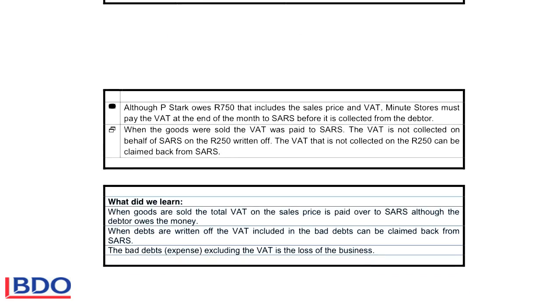So what did we learn? When goods are sold, the total VAT on sales price is paid over to SARS, although the debtor owes the money. So although the business did not receive the money, they will have to pay it immediately to SARS. When debts are written off, the VAT included in the bad debts can be claimed back from SARS, so VAT output will be debited to indicate that this amount will be paid less to SARS in the future. And the bad debts portion, excluding the VAT, is the loss for the business that will reduce the profits.